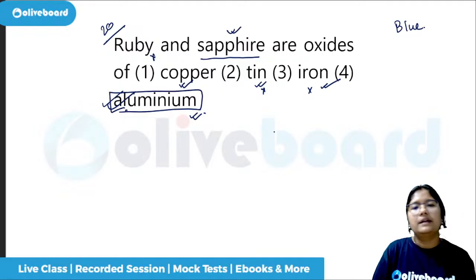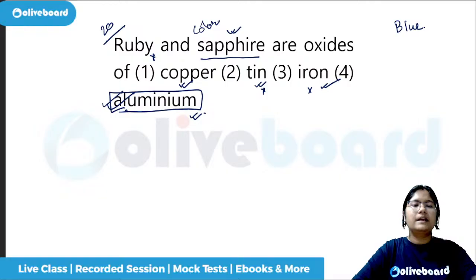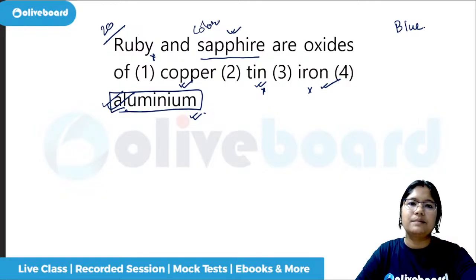Aluminium. Okay, then in this there can be various colors, like for example blue color, then it will be your blue sapphire.